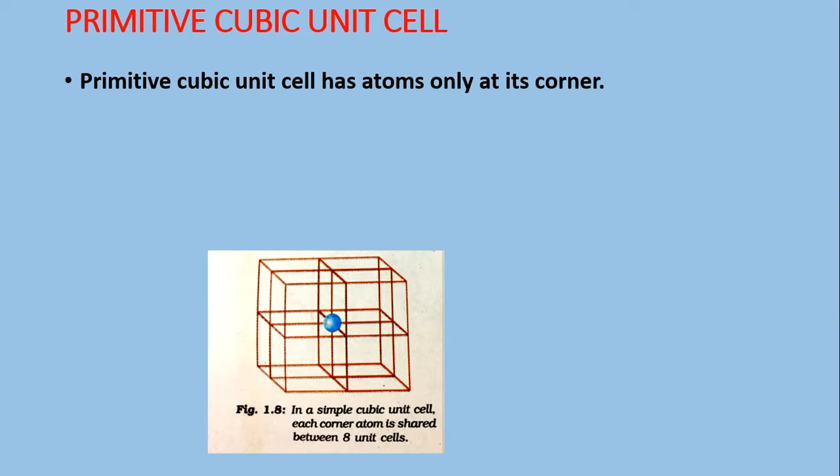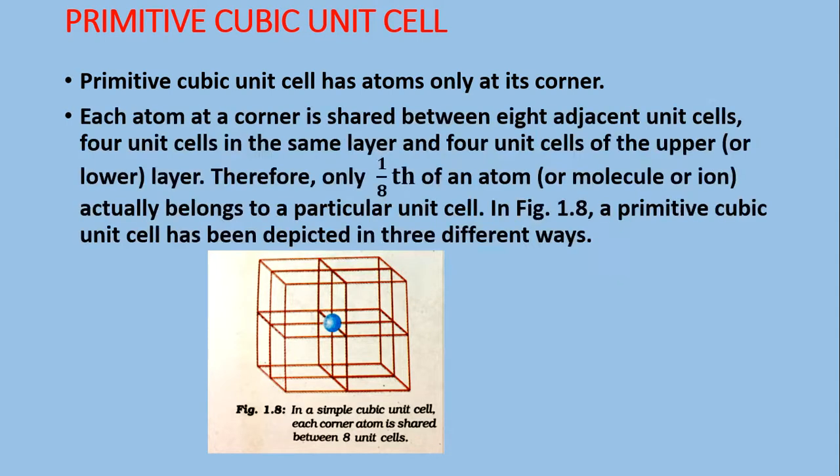The same sentence is written here. Primitive cubic unit cell has atoms only at its corners. That means 8 corners will have the 8 constituent particles. Each atom at a corner is shared between 8 adjacent unit cells. Now when we take one of the corners, it will be shared between 8 adjacent unit cells. With this diagram we can understand that. And how are the 8 unit cells arranged? 4 units are in the same layer and 4 will be in the upper or lower layer.